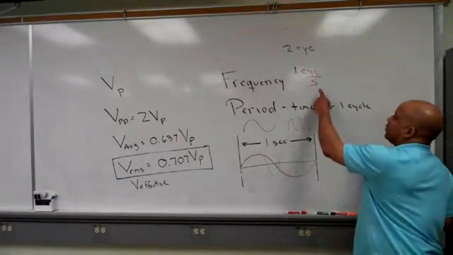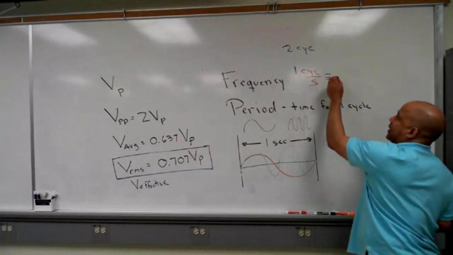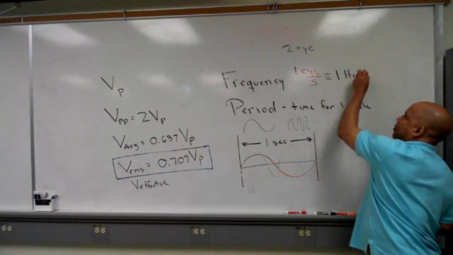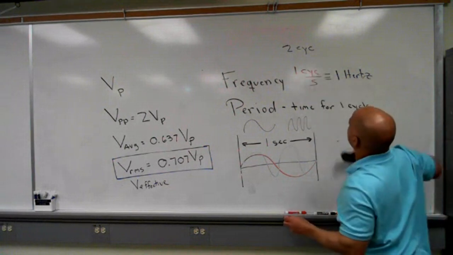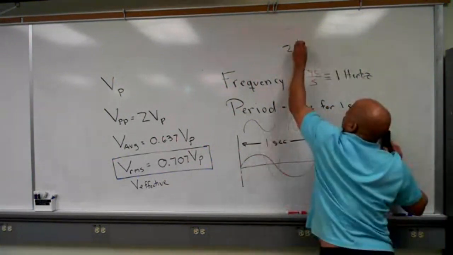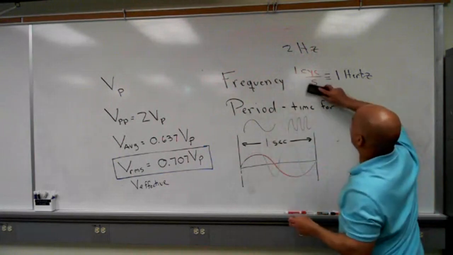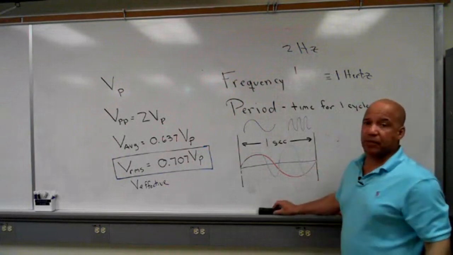Now, we don't use cycles per second any more. We redefine a cycle per second as 1 hertz. So instead of 2 cycles per second, we will say 2 hertz, capital H, lowercase z. Or in 1 cycle per second, we say 1 hertz. So we'll use that for frequency.